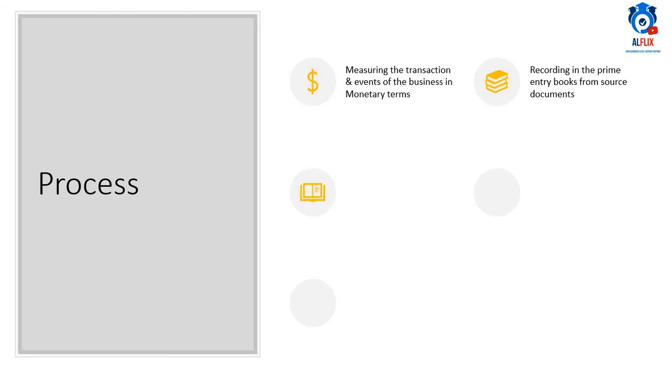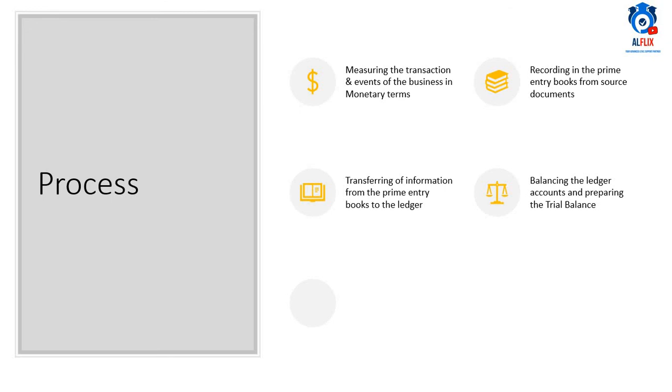Third, transferring of information from the prime entry books to the ledger. Following the example, once recorded in the prime entry book, this will be transferred to the relevant ledger. Number 4. Balancing the ledger accounts and preparing the trial balance. At the end of the period with many more transactions in the particular ledger, it will be closed and the balance will be transferred to the trial balance. Number 5. Preparing the financial statements. Using the balances which arrived in the trial balance, financial statements will be prepared.